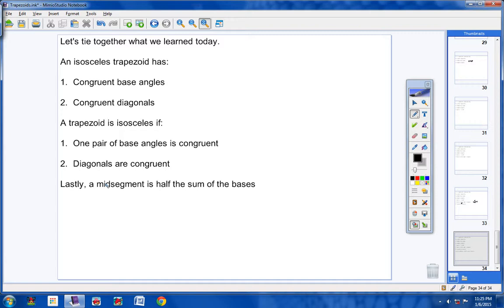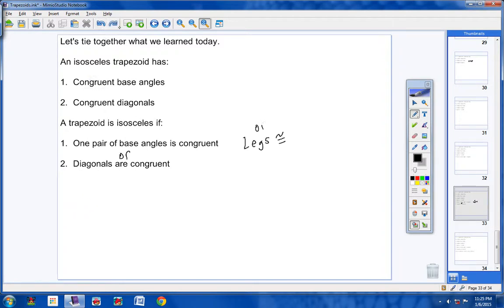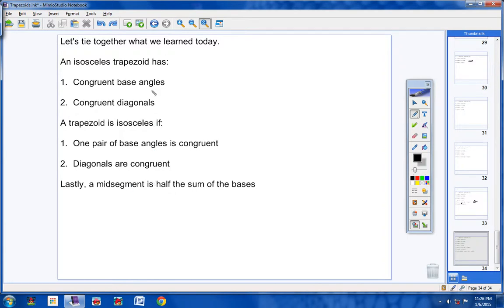Lastly, a mid-segment is half the sum of the bases. A mid-segment is half the sum of the bases. So there you go. This is what we learned today. And make sure you understand this. Go over it. Go over the theorems and make sure you understand this material, okay?